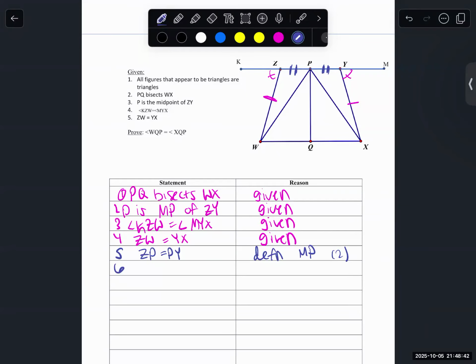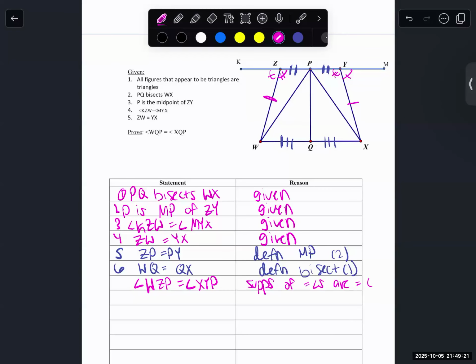Great. It also tells me PQ bisects WX, so WQ is equal to QX. Now, like I said before, I'm going to go ahead and say that these angles are equal because we have steps of equal angles are equal. So WZP is equal to XYP, and that's by steps of equal angles are equal. Great. And look at that.